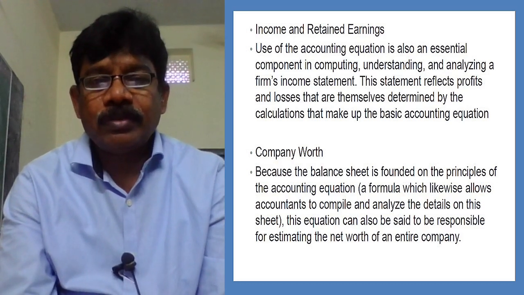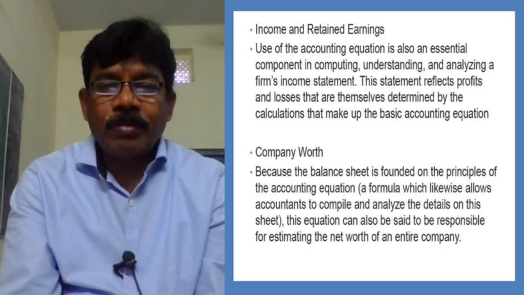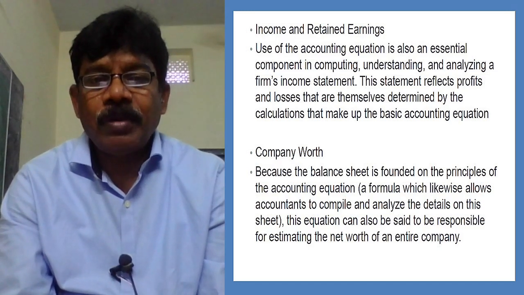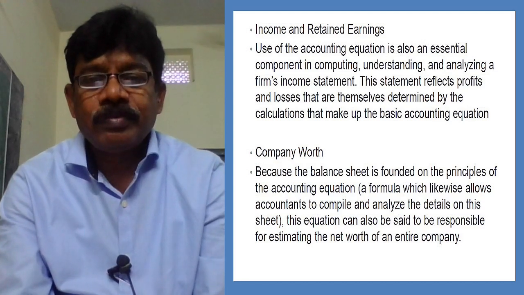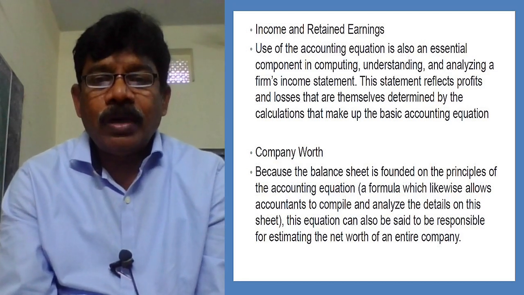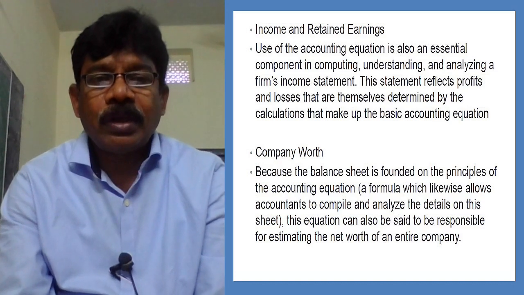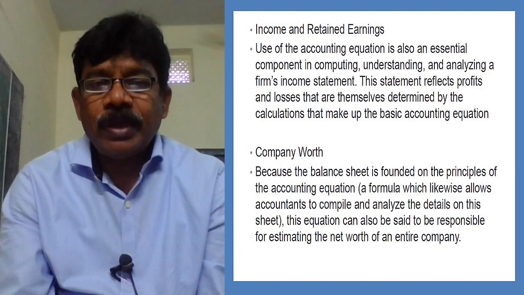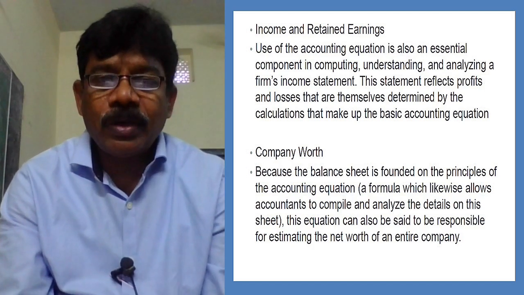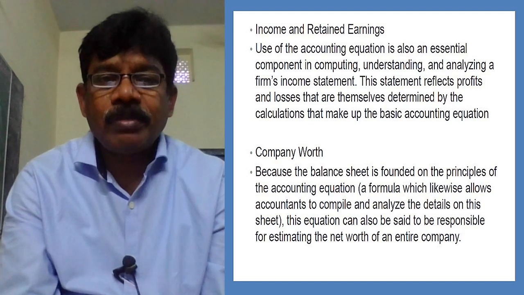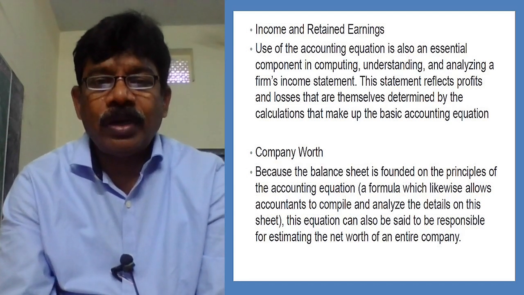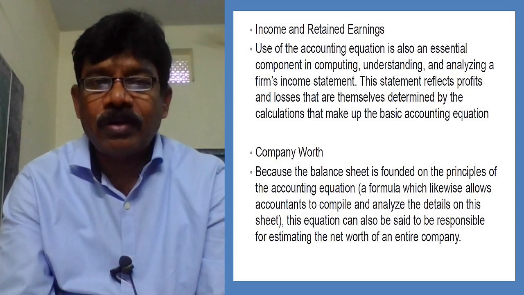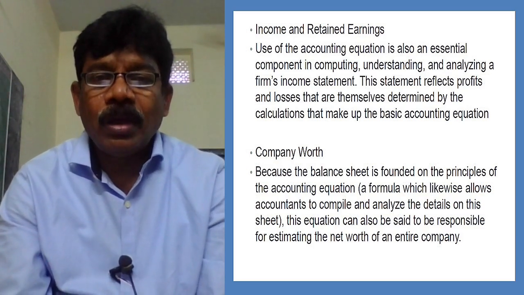Okay, company's worth. So the net worth of the company is calculated like this. Total assets minus liabilities will be the net worth. The balance sheet is founded on the principles of the accounting equation. What is the accounting equation? Assets is equal to liabilities plus capital. How will we find net worth? Net worth formula: assets minus liabilities is equal to net worth. So this is based on our accounting equation. The net worth of the company is based on the accounting equation.